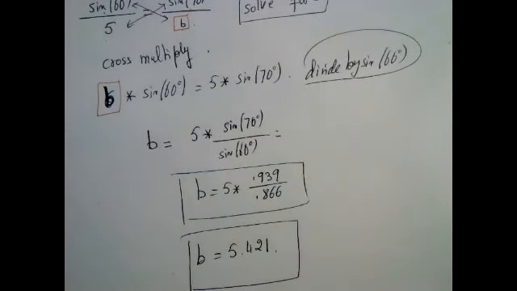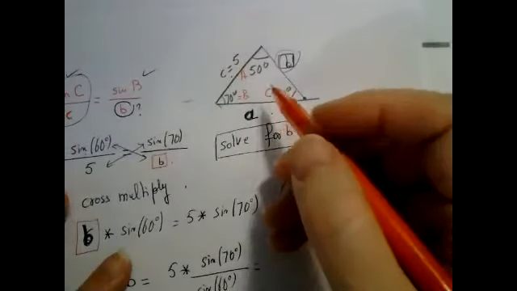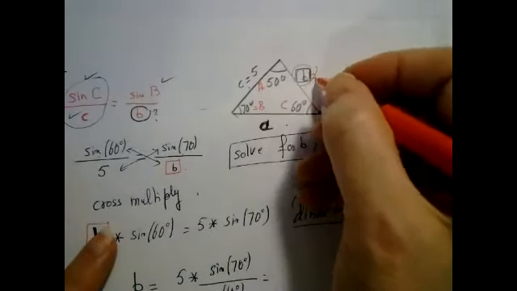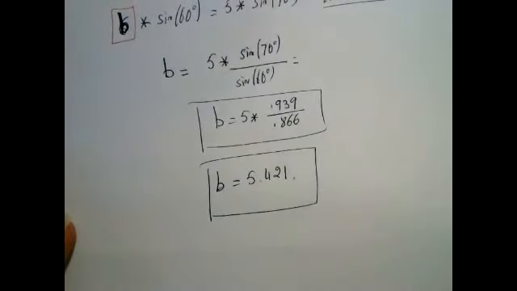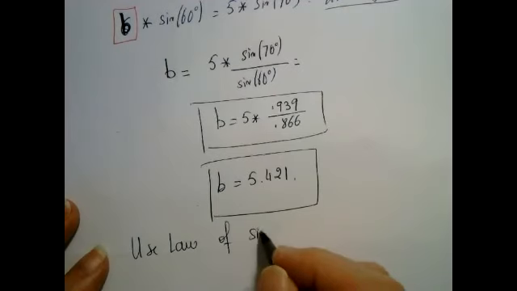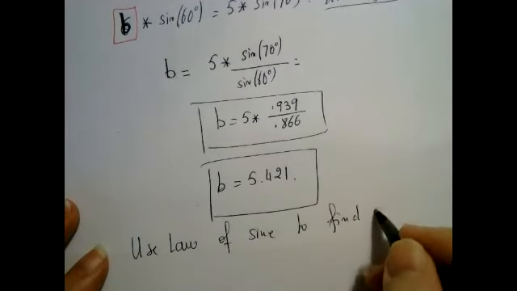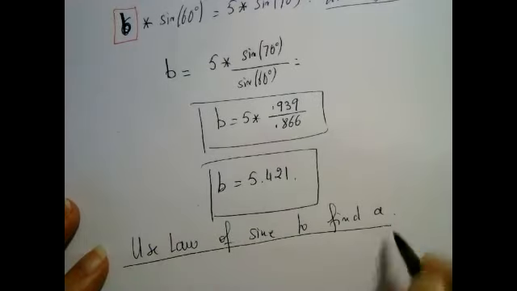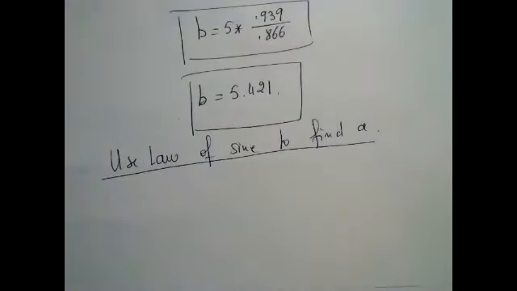Okay, part 2. So now this is my triangle. We found b, 5.421. Now I want you to find a. Use the law of sines again to find a. Okay, please get going and then put your answer in the chat.